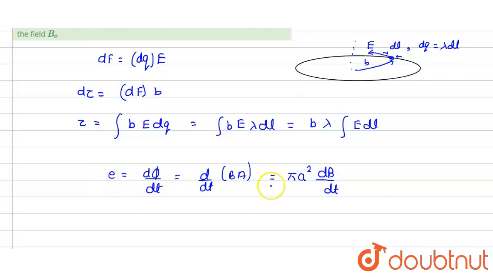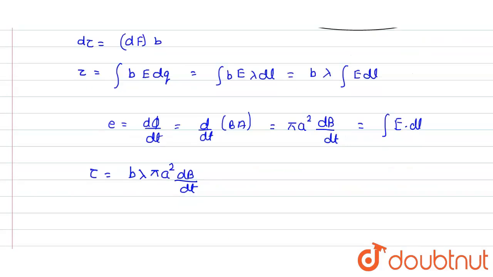And this EMF, or we can say voltage, could be written in terms of magnitude. We are just writing the integration of E dot dl. This is how we can write our EMF. Now for E dot dl, we put the value into this expression, then our torque would become Bλ, and this value would turn out to be πa² dB divided by dt.